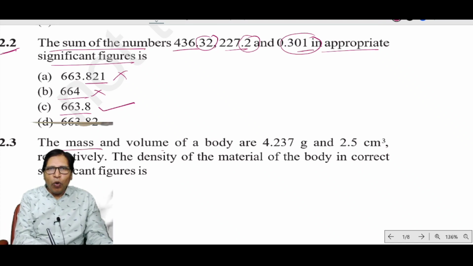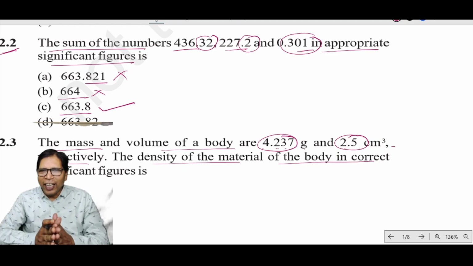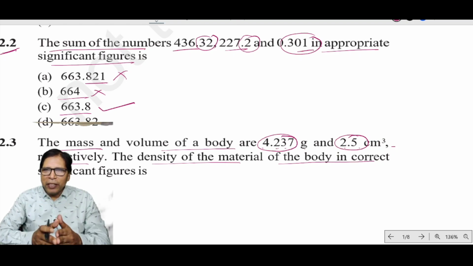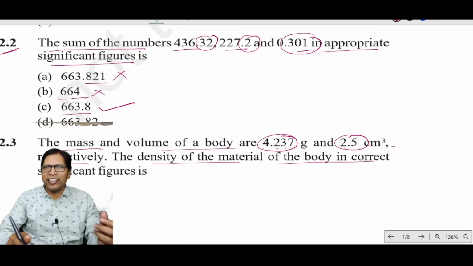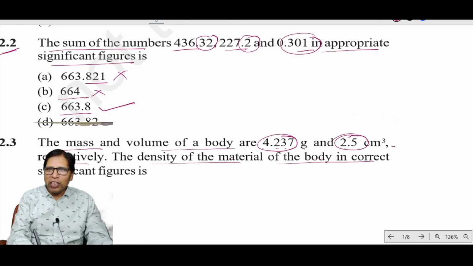Okay. Now look at this. The mass and volume of a body are 4.237 gram and 2.5 cc respectively. The density of the material of the body. Look at this, this is 4 significant figures. This is 2 significant figures. So the result has the significant figures of the original number which has the least significant digits. Here two significant digits, so the result has two significant digits.